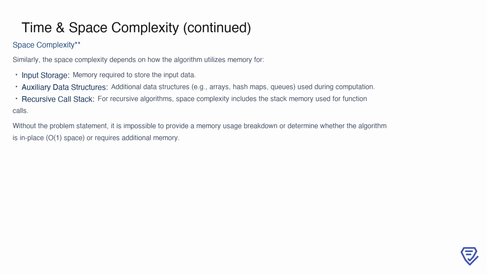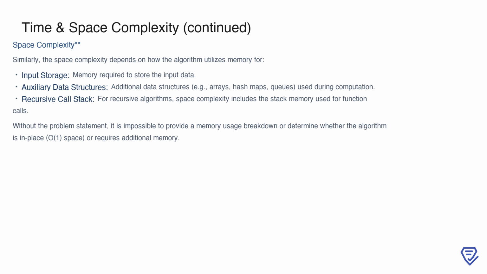This includes the memory needed to store the input itself, any additional data structures used during computation, and, in the case of recursive algorithms, the memory consumed by the call stack. For example, an algorithm that uses no additional data structures might be considered in place, using O(1) space, while one that relies on an auxiliary array or hash map could require O(n) space. Recursive algorithms add another layer of complexity, as the depth of recursion directly impacts the memory used for function calls.